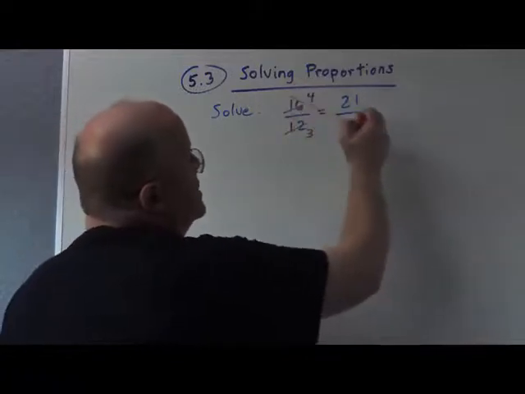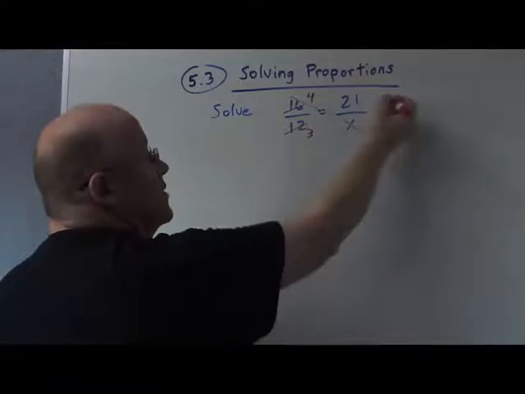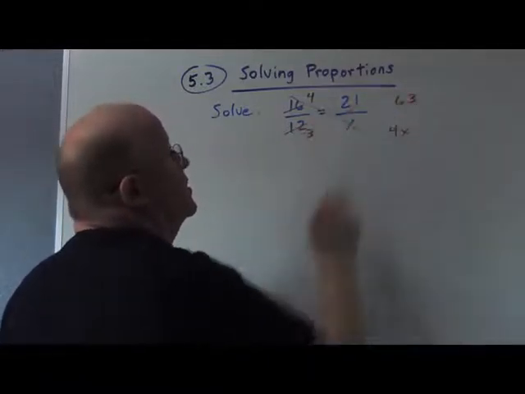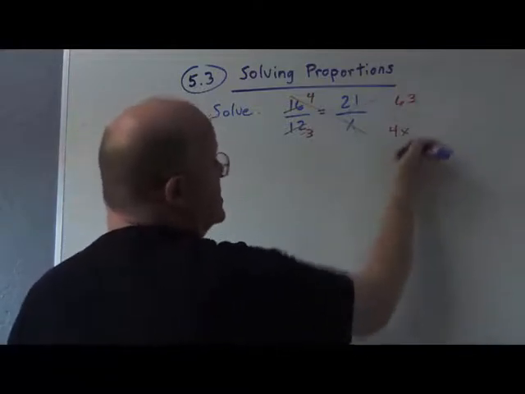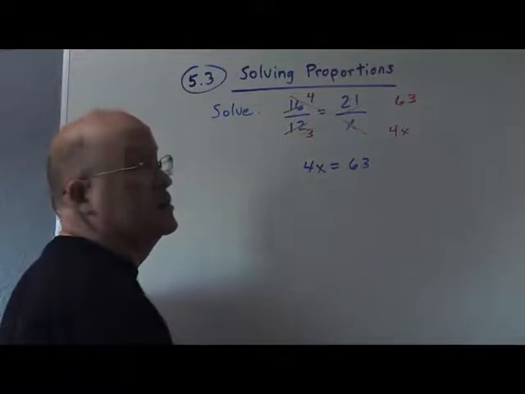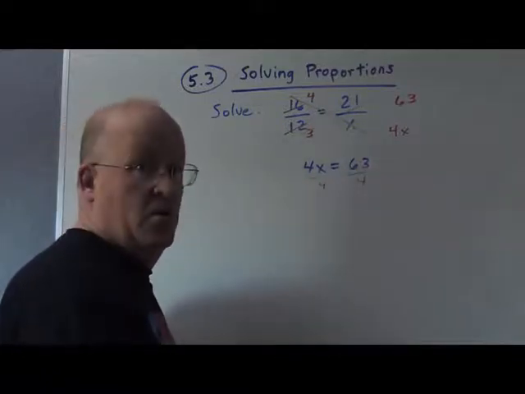The diagonal containing the x has a product of 4x, and the diagonal without the x, 3 times 21, is 63. So I can say that the 4x and the 63 must equal each other. And what I'm going to do is divide each side of the equation by 4.